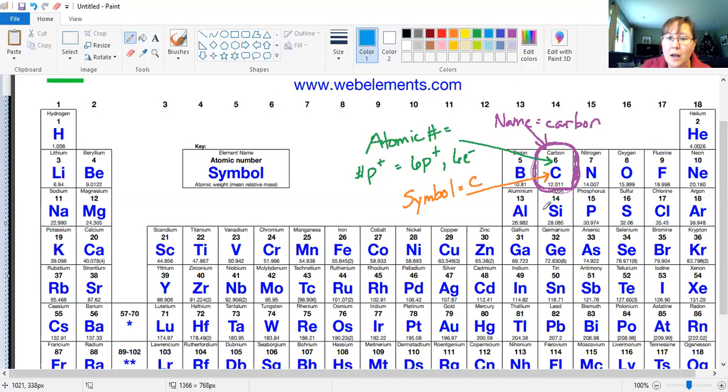And now, last but not least, down here, you can see that we have a mass number. And the mass number is equal to the protons plus the neutrons. Protons plus neutrons. Well, it's 12.011, so it's not exactly 12. Let's take a look at that.